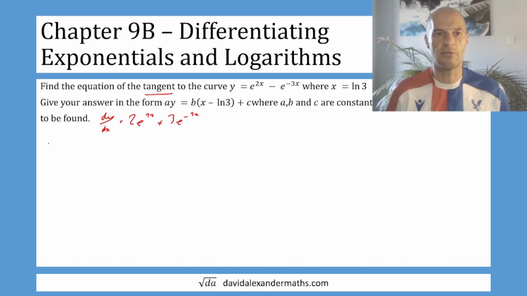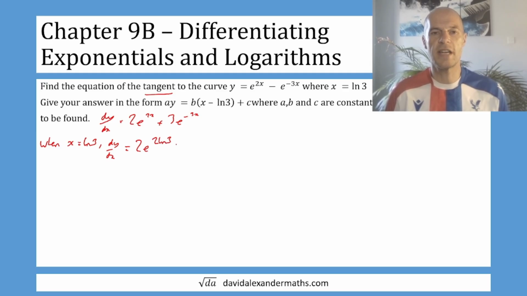Now we know x is ln 3, so when x is ln 3, dy by dx is going to be 2e to the 2 ln 3 plus 3 lots of e to the minus 3 ln 3. Now we need to remember that e and the ln can cancel out, but not when there's a number between them. So what can we do with this number 2 and this number minus 3? We can move them up to be powers. So that can be 2e to the ln of 3 squared plus 3e to the ln 3 to the negative 3. And now the e and the ln can cancel out.